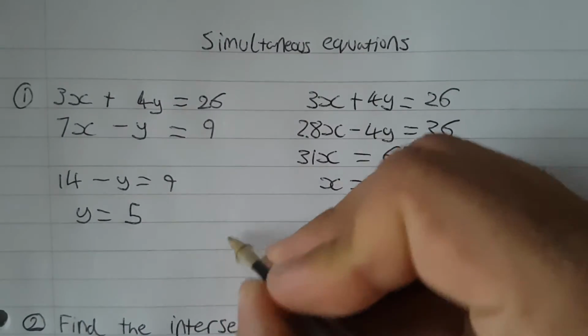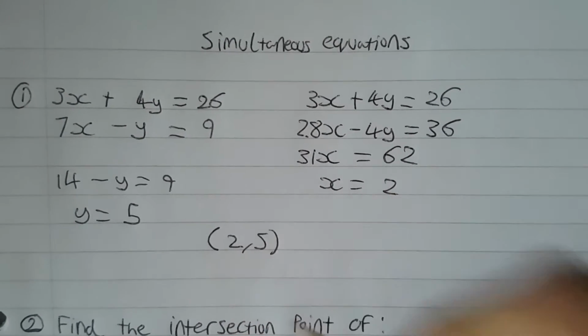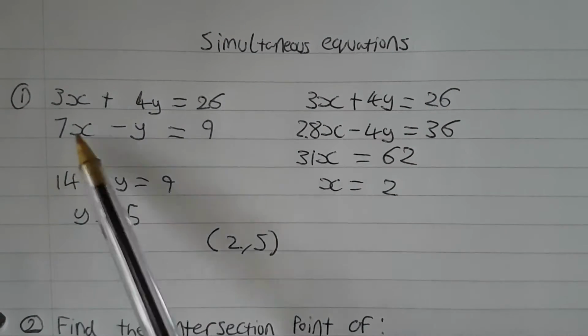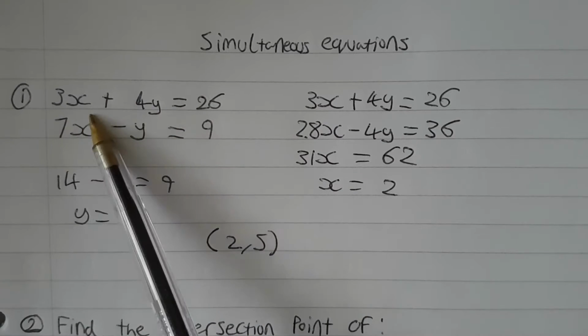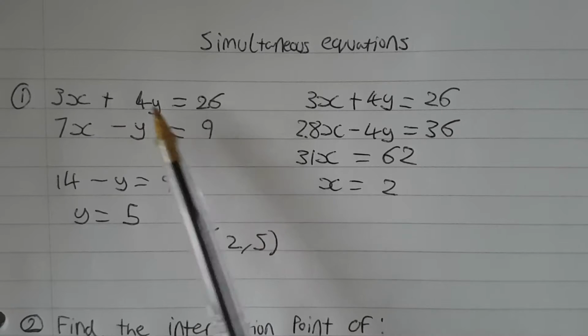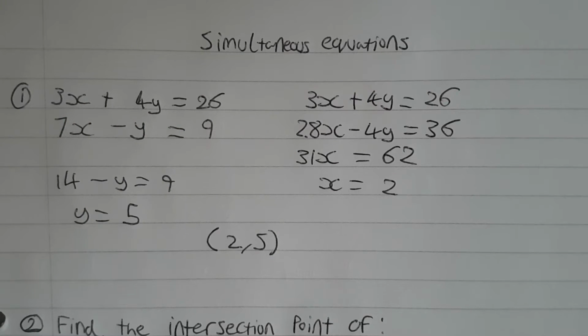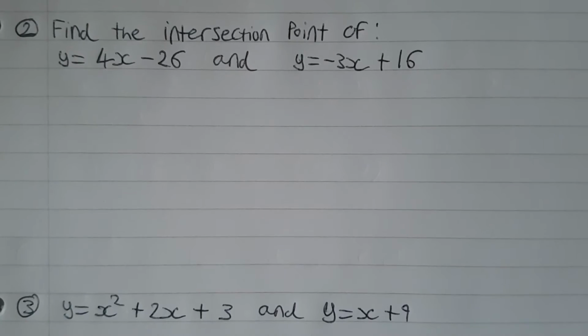Now the coordinates of the intersection point are 2, 5. And for a sanity check, we can just plug 2 into this equation and plug 5 into the same equation. So 3 times 2 is 6, 4 times 5 is 20, 6 plus 20 equals 26, and that checks out, so it's correct. Moving on to example 2.